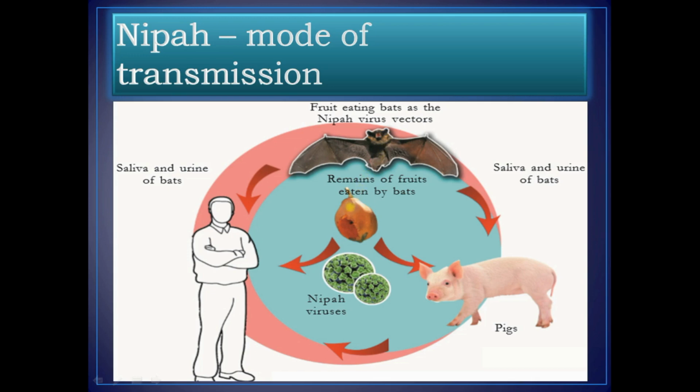The leftover fruit eaten by these bats is either eaten by human beings or by some animals like pigs. So the saliva and urine of the bat is contaminated with this virus. So it gets into the body of animals, especially pigs, and human beings. In this way, it spreads from person to person. So who is the vector here? Bat.